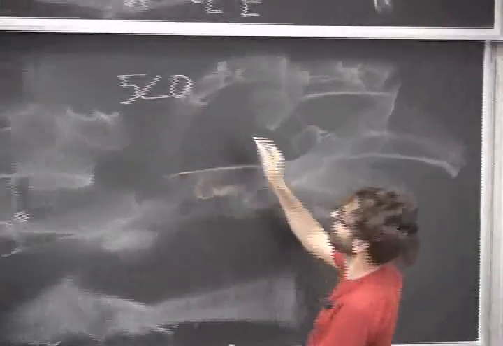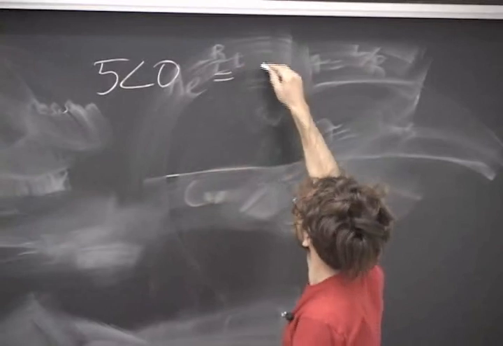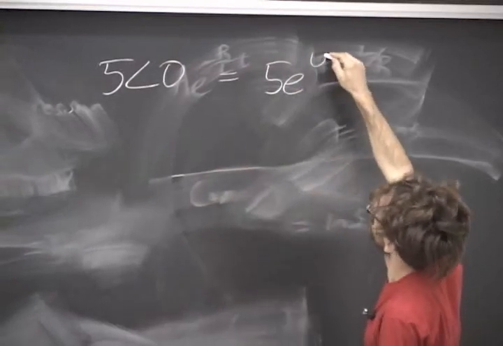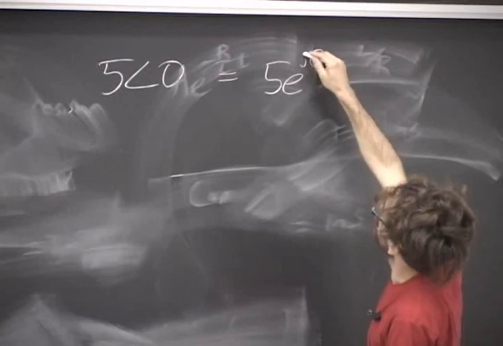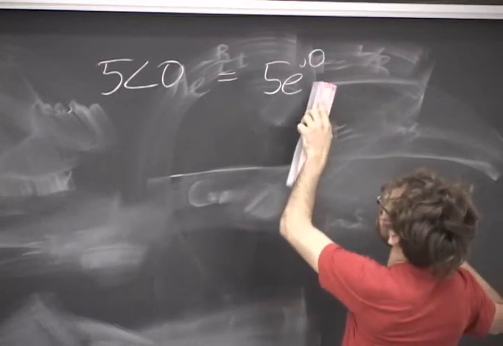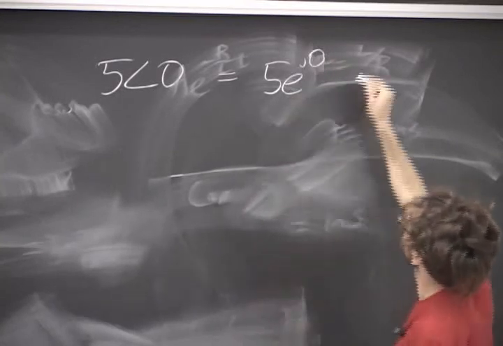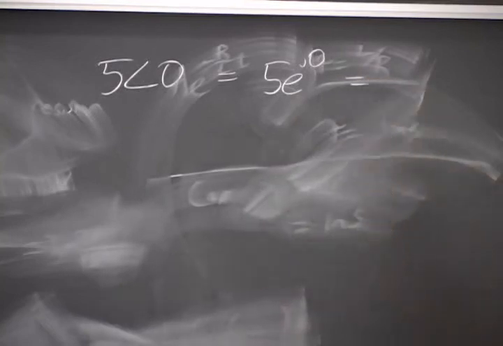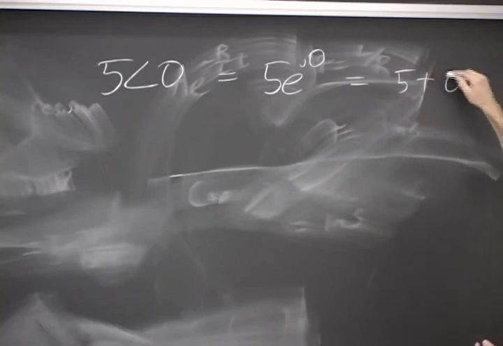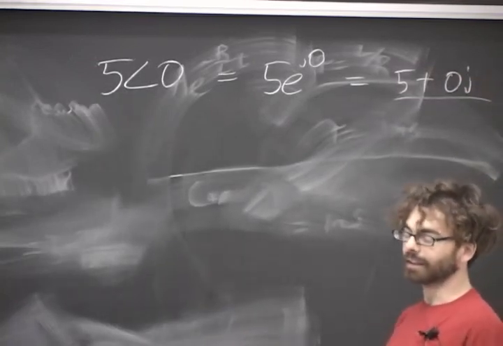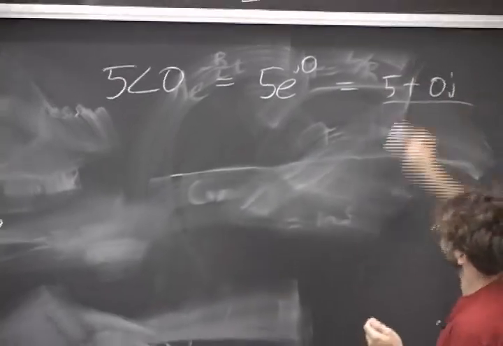What complex number is it? 5 angle 0 is the same as 5e to the j0. What is that in rectangular form? 5 plus what, j? There you go. It's a complex number which represents our original source, but in this case, the imaginary part is 0.